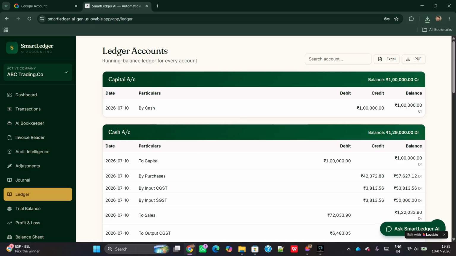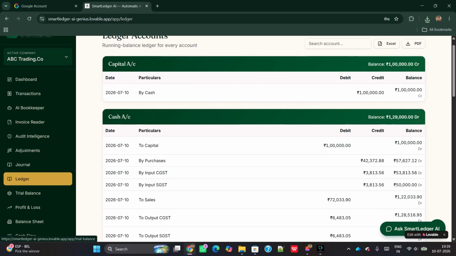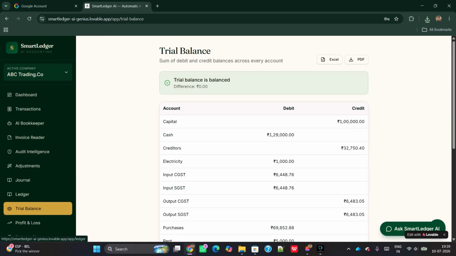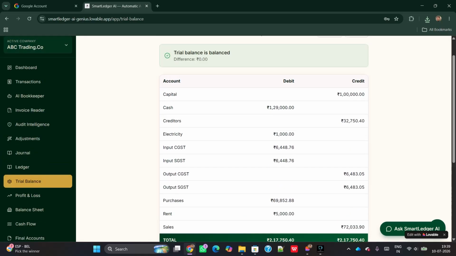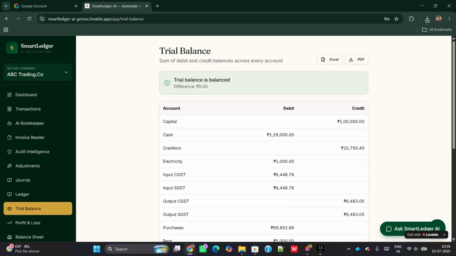So this also we can download in the form of Excel and PDF. Now the main part, that is the trial balance, on the basis of which the balance sheet and the profit and loss accounts are being created. So this is the trial balance of the transactions which are being entered. Yes, this also we can download in the form of Excel and PDF.